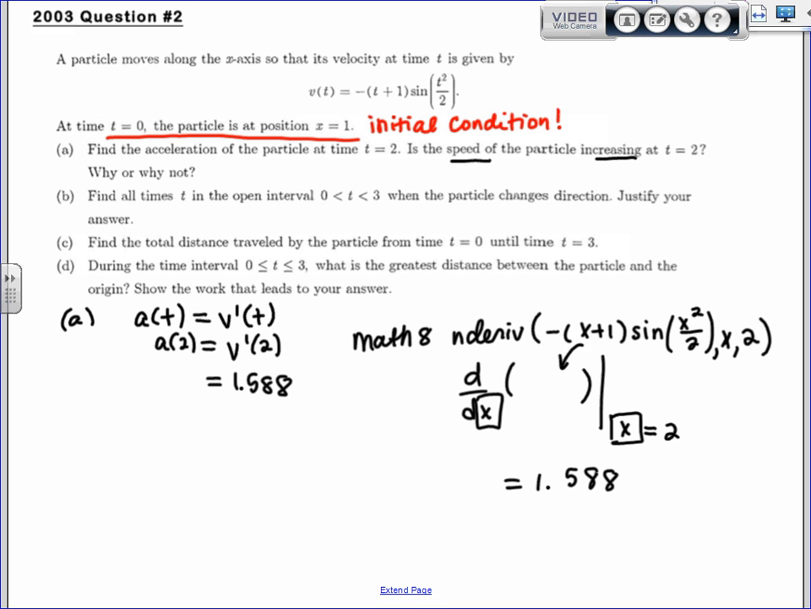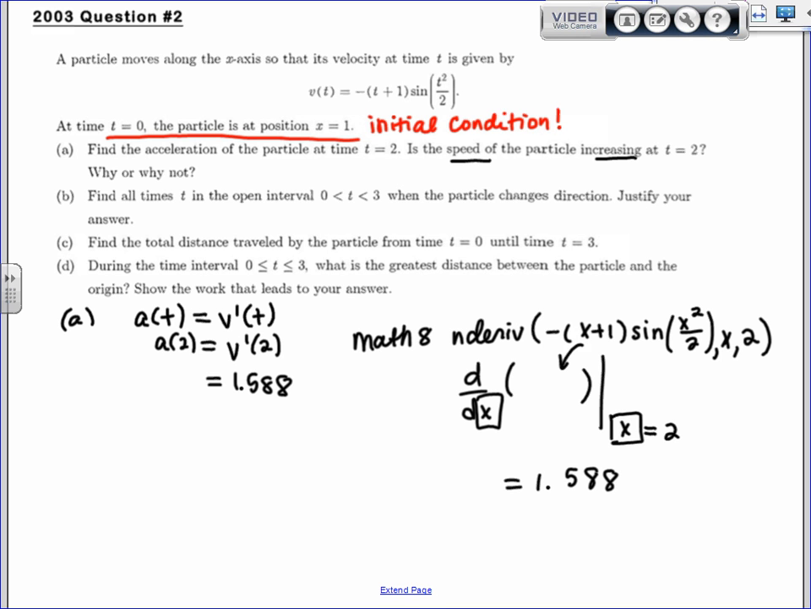A lot of people have a really hard time understanding this, even AP Calc teachers that I've met at conferences. So, I know, terrible. All right, so is the speed increasing? In order for the speed to increase, does someone know this from physics? Let's say velocity is positive. If the velocity is positive, then the acceleration needs to be positive as well. But if your velocity is negative, does your acceleration need to be positive or negative?